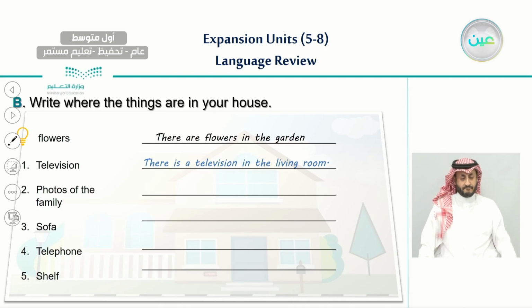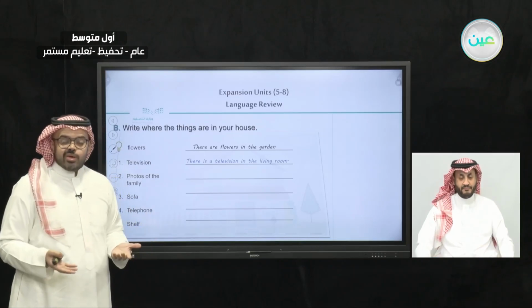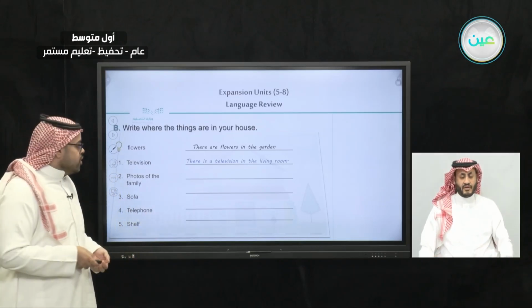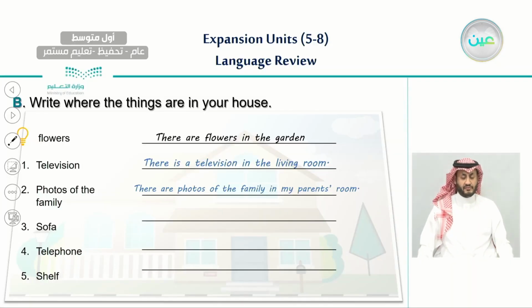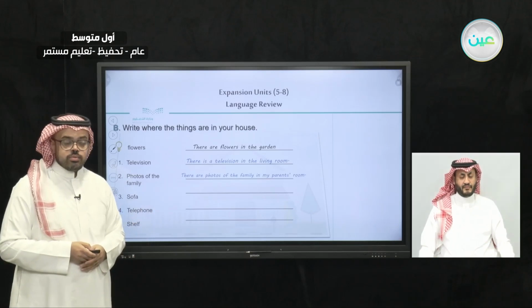Now let's move on to number 2. Photos of the family. So not one thing, but more than one thing. Okay. So tell us, where are the photos of your family? I'll tell you for myself, there are photos of the family in my parents' room. So this is my answer. What would your answer be?